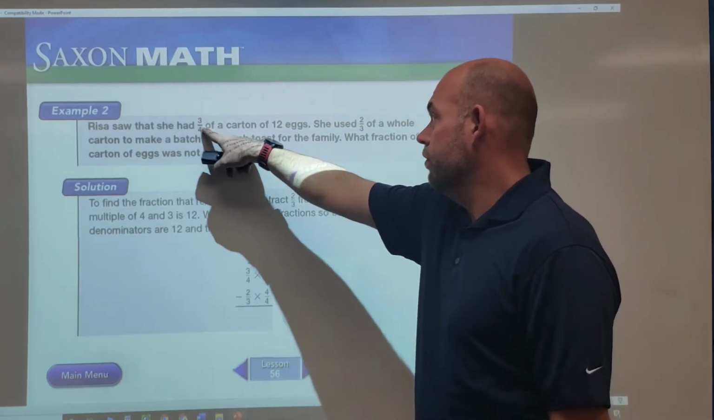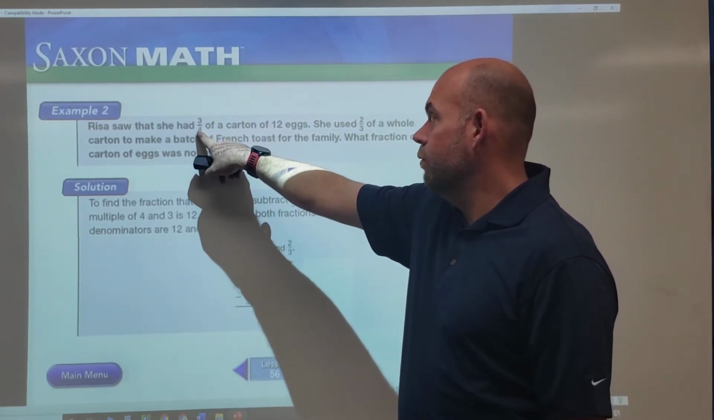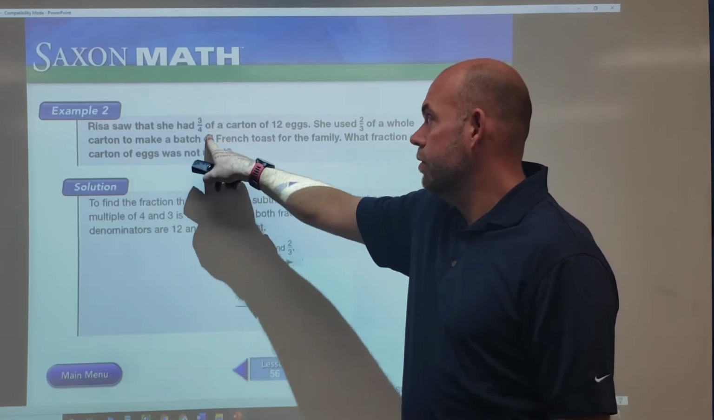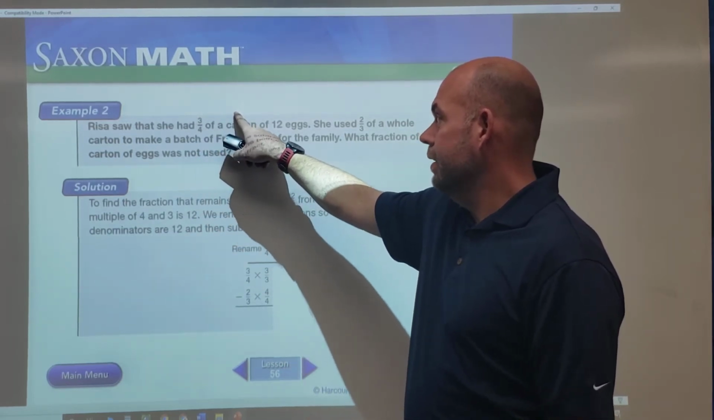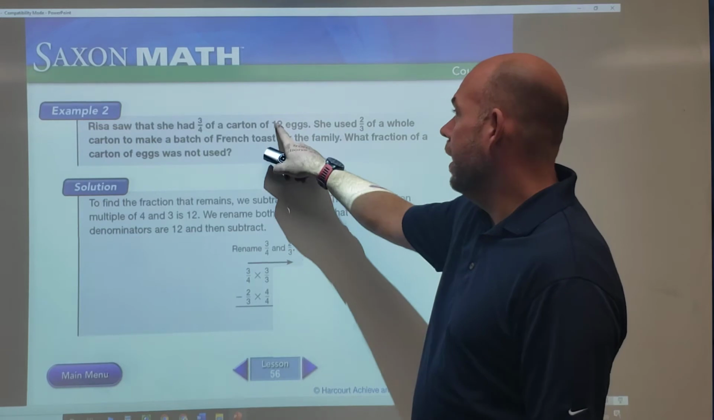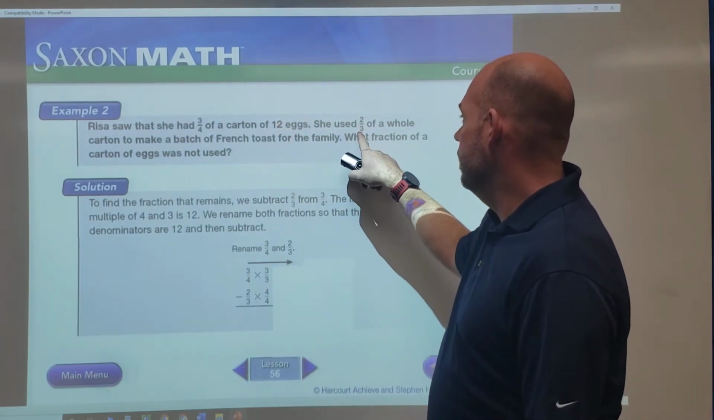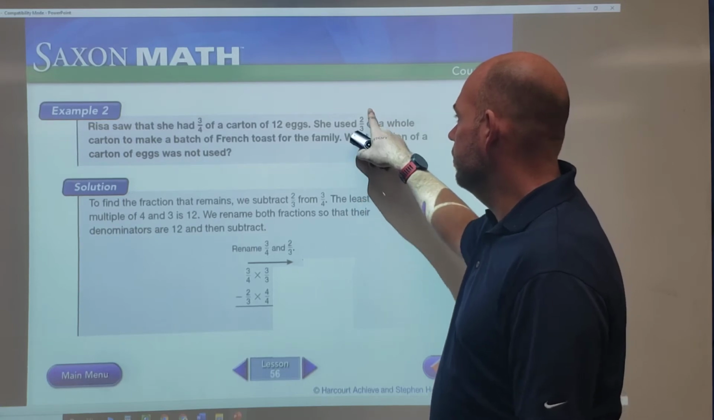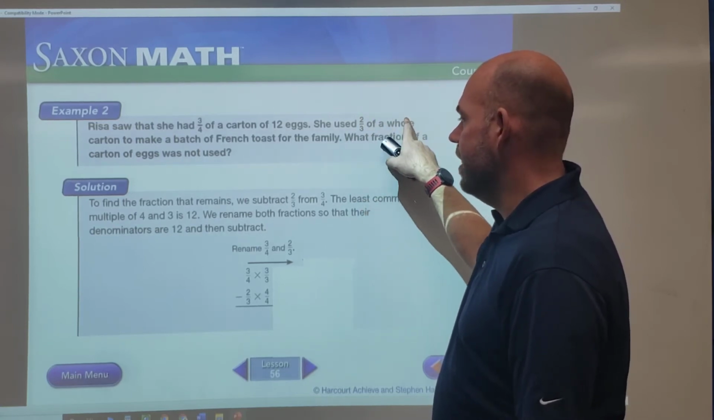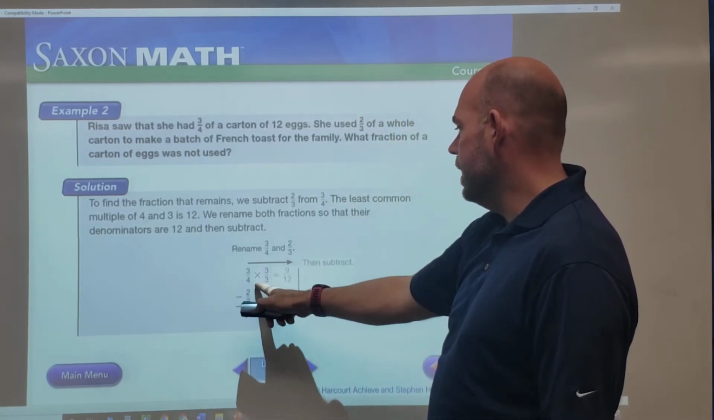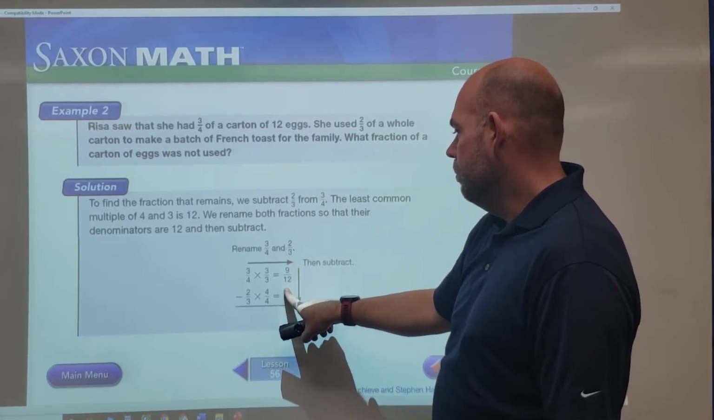To change 3/4 to twelfths, we have to multiply 4 by 3, so it's going to be 3/3. 3 times 3 is 9. So 9/12, or 9 of the 12 eggs. And then 2/3, 3 times 4 equals 12, so it's going to be 4/4. 2 times 4 is 8. So when we rename these, we get 9/12 minus 8/12.